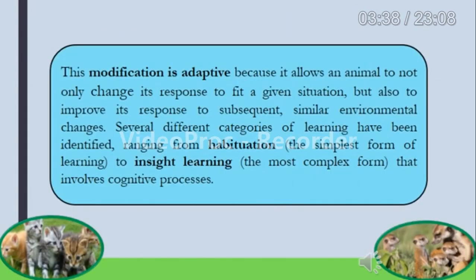So do you know what the two major processes that promote learning are? Basically habituation, and the next one is insight learning. Habituation is a simple form of learning in which an organism changes its behavior to a stimulus. If there is no change in the stimulus, then the organism doesn't respond. The other one is insight learning, the most complex type of learning, in which the cognitive ability of the mind is involved in the process.